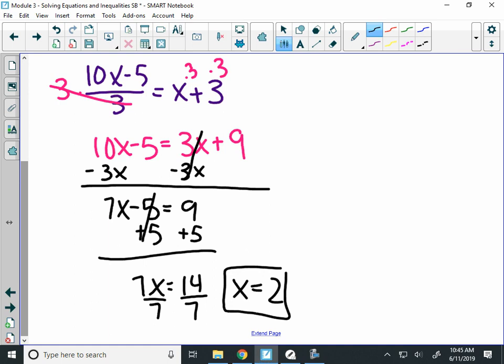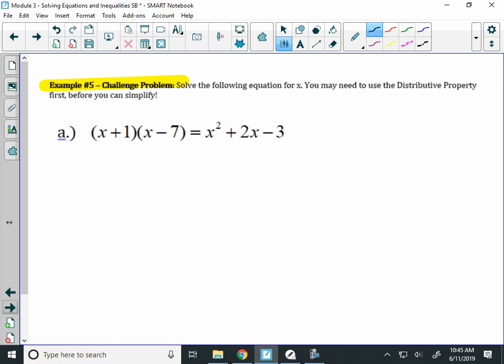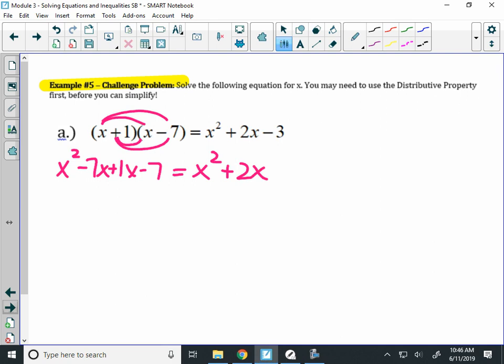All right, let's look at example 5 here, a challenge problem. It kind of combines a couple of different modules. On the left-hand side, I need to get rid of the parentheses. So I'm going to start by double distributing. x squared minus 7x plus 1x minus 7. Now, I'm going to set that equal to the right-hand side. You should see that these inner x's are going to combine together. So I'm going to have x squared minus 6x minus 7 equals the same right-hand side.